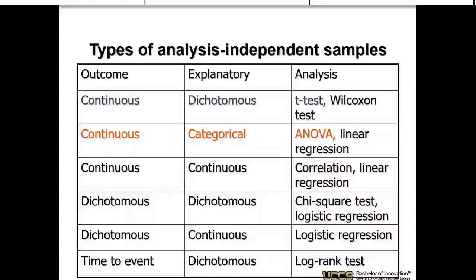So if I come back to the types of analysis and independent samples, if I have continuous variables and a dichotomous explanation, which is 2 choices, we do the Wilcoxon and t-test. If I have continuous data and categorical variables, I can do either ANOVA or linear regression, and then we'll talk about linear regression, chi-squares, and stuff in a little bit. These are the ones that are more common for high dimensions.